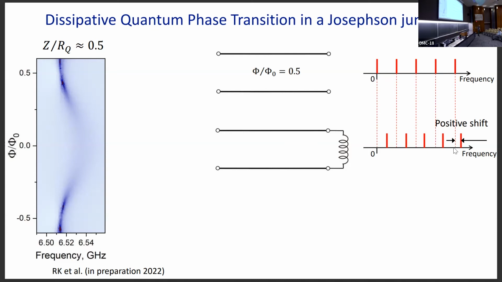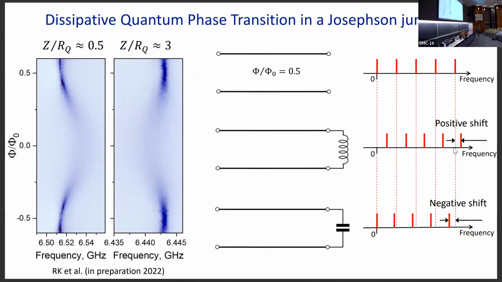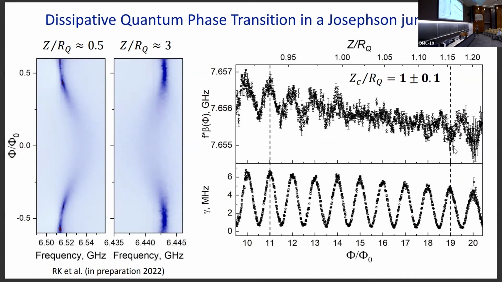But this is a situation where Z over Q is less than 1. If you fabricate a device where Z over Q is greater than 1, you see the opposite behavior. The mode actually shifts to the left, and that's exactly what you expect from a capacitor, which introduces a negative phase shift, so the modes shift to the left. So there is a transition somewhere between 0.5 and 3, and we can look at it more closely by using this trick where we tune in situ the impedance of the line.